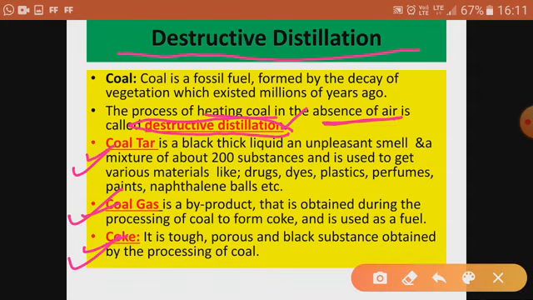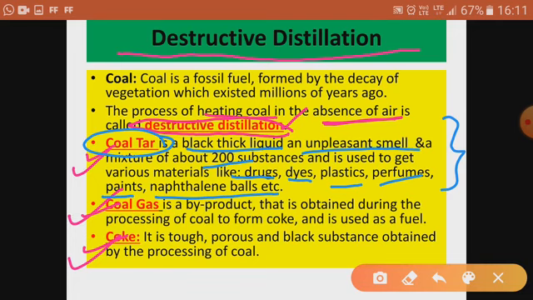Coal tar is very important to make different drugs, dyes, plastics, perfumes, paints, naphthalene balls. So coal tar itself is a constituent of 200 or more substances, and it is industrially very important to make other useful products. It is a black thick liquid with an unpleasant smell, and it is also used for making or surfacing roads. You must have seen it.